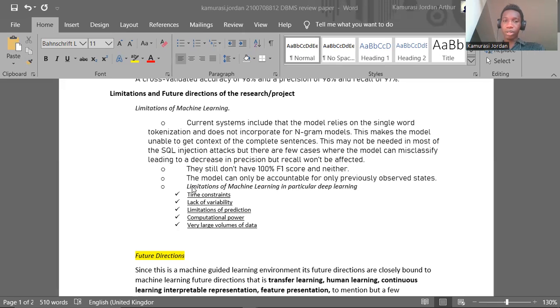The current system's model relies on single word tokenization and does not incorporate n-gram models. This makes the model unable to get the context of complete sentences. This may not be needed in most SQL injection attacks, but there are a few cases where the model can misclassify, leading to a decrease in precision, but recall won't be affected. So just like this, the model could misclassify because of the text being used, leading to reduction of precision, but recall won't be affected.